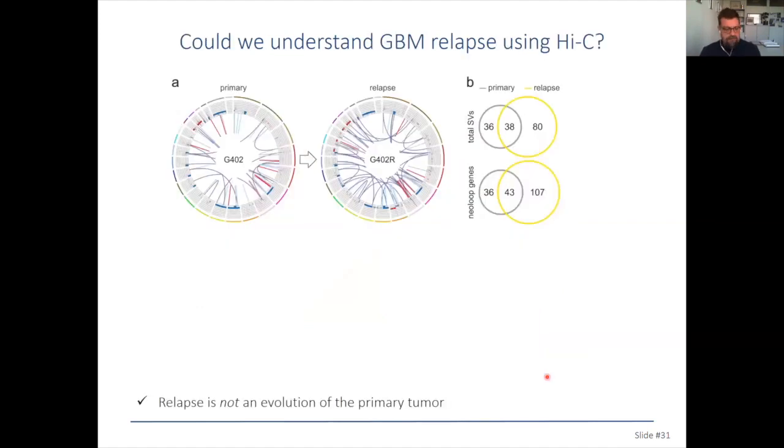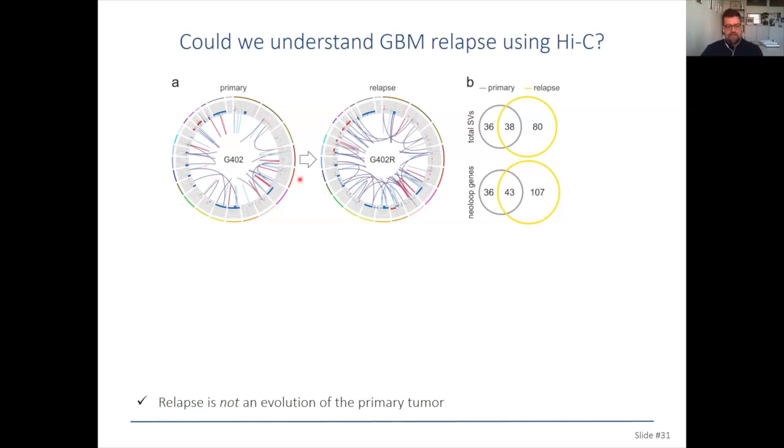And now, as a last bit, I would like to discuss this comparison between the primary and the relapsed tumor. As I said at the beginning, we have three pairs where we have derived glioblastoma stem cells from the primary and the relapsed tumor from the same patient. And these relapses always occurred at the same position inside the brain.